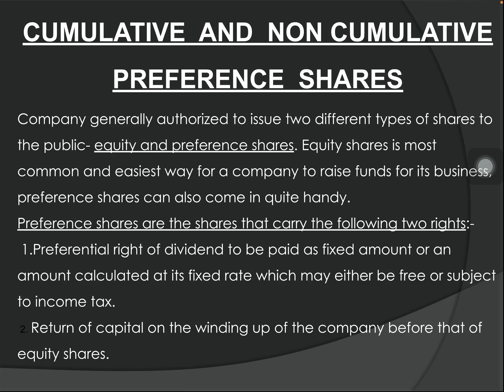Cumulative and non-cumulative preference share. A company is generally authorized to issue two different types of share to the public: equity and preference share. Equity share is the most common and easiest way for the company to raise funds for its business, whereas preference share can also come in quite handy. Preference share has two rights: a preferential right to dividend, to be paid as a fixed amount or an amount calculated at a fixed rate, which may either be free of or subject to income tax; and the return of capital on winding up of the company before that of equity share.